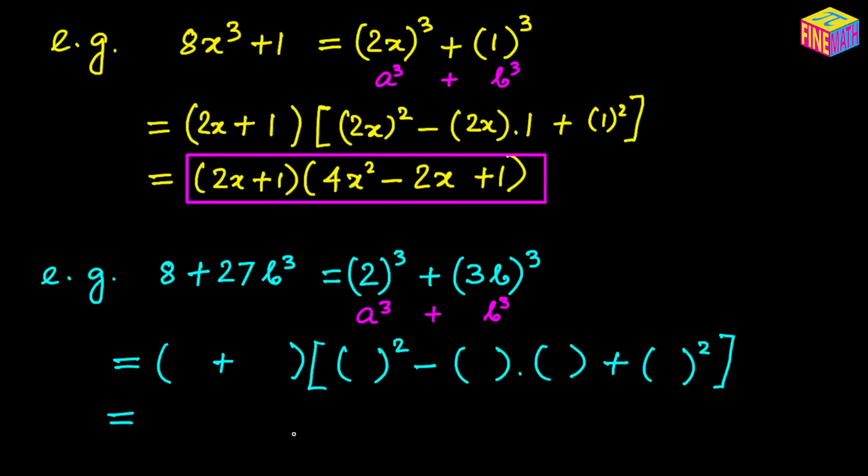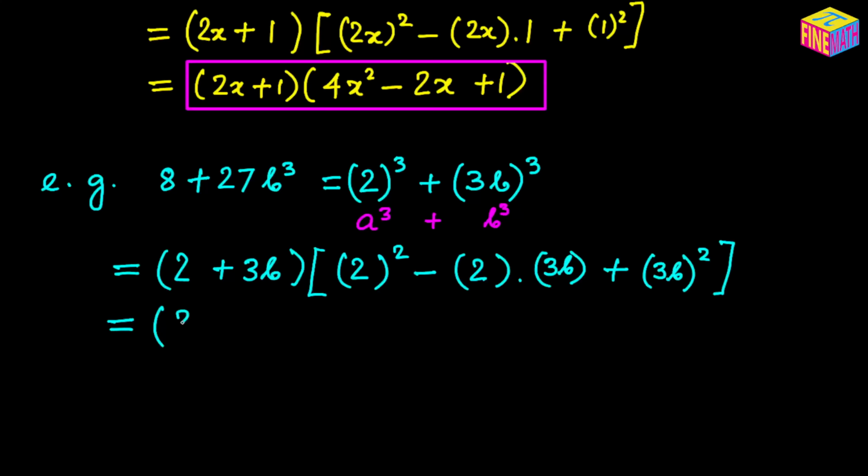a in this case? A is actually 2, so this should be 2 plus b, which is actually 3 times b, so that is 2 plus 3 times b, and then a squared, a is 2, minus ab, so a is 2 and b is 3 times b, and then plus b squared, which is 3 times b whole square. Right? And if we simplify that, it would be 2 plus 3 times b, and then times 4, 2 squared would be 4, minus 6 times b, and then plus 9b squared.